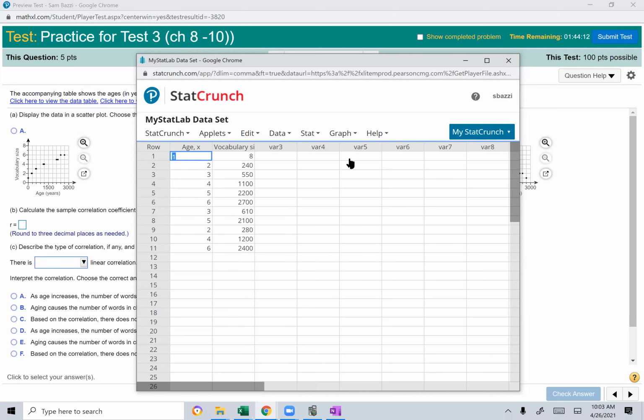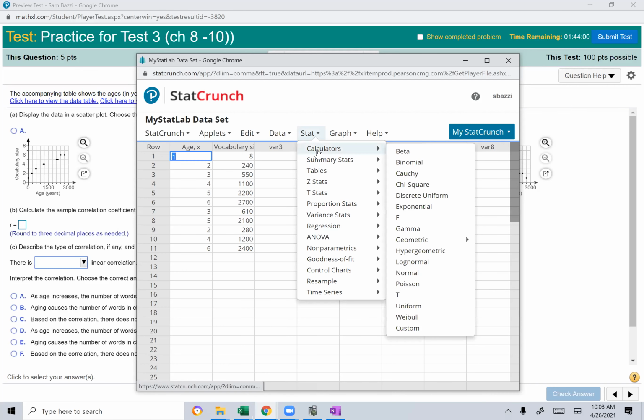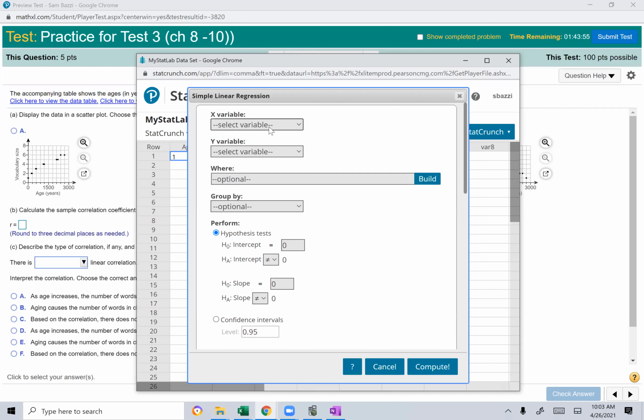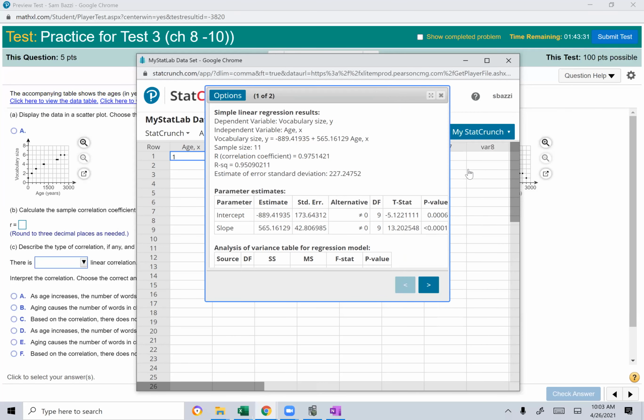You still remember how to go to linear regression from here? It's Stat. And can you see the words, guys? What does it say? Regression, simple linear. Select the X variable, which is age. Select the Y variable, which is the vocab. Is he asking for a test here? No. So that's it. Compute. And watch, guys. Everything you need is already there.